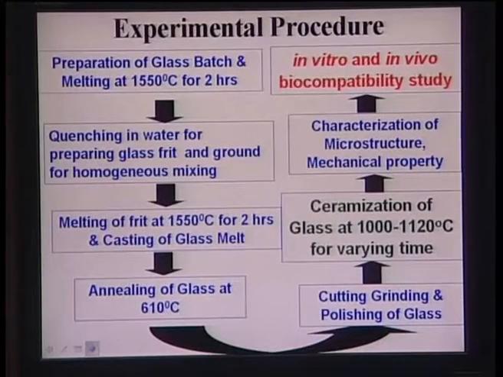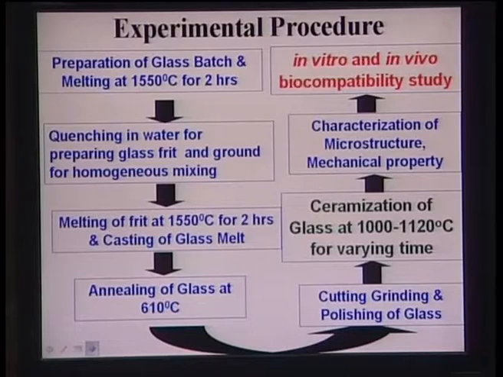The same protocol has been used to fabricate these materials, that is, the preparation of the glass batch and melting at 1550 degrees Celsius for 2 hours. Typically this melting was done in a platinum crucible, and as I explained just a few minutes back, melting and remelting were carried out together to homogenize the mixture and ensure homogeneity of the base glass composition. After that, they are all quenched in water.